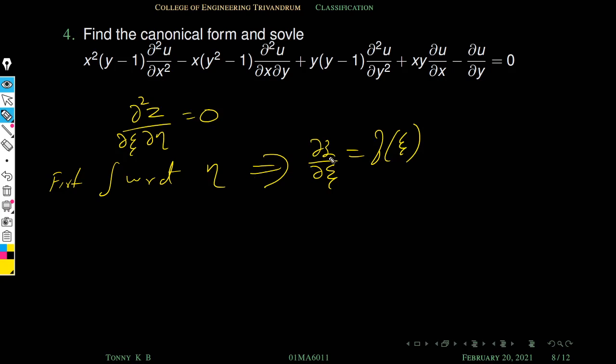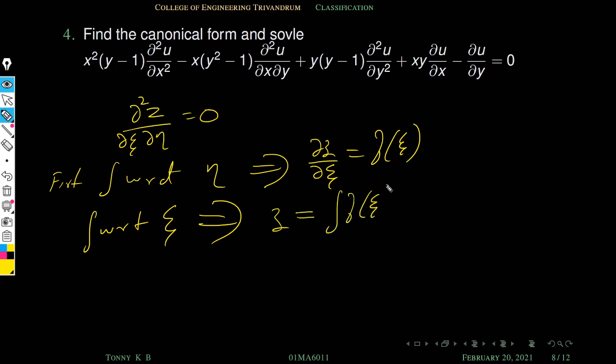Okay, again our aim is to find z. Then what will we do? Next we integrate with respect to psi. Then what happened? The left side becomes z equal to integral f of psi d psi plus, what about the constant of integration?